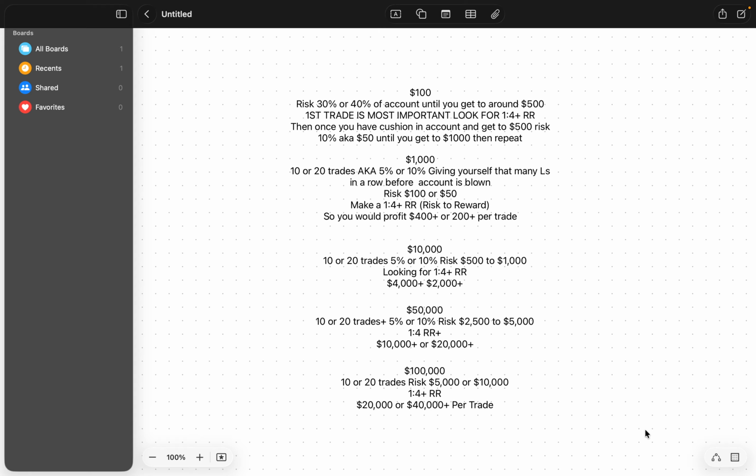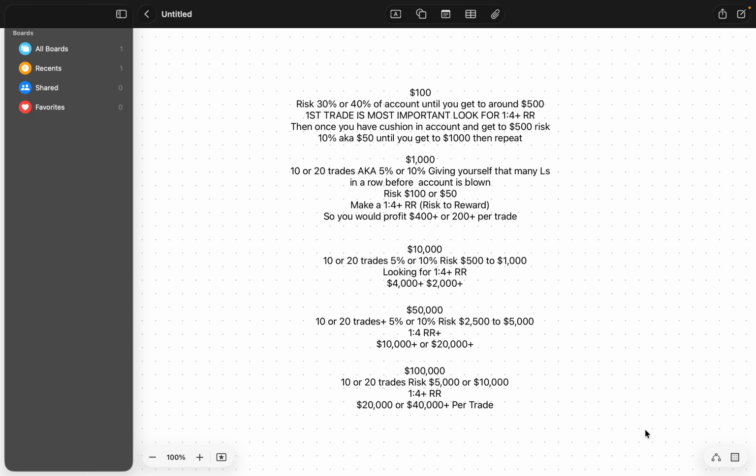Risk management is literally the most important thing in trading, so you don't blow your account and you don't over leverage and lose all the money on your profits that you made. So we're gonna go over having around $100. It's a real baby account.